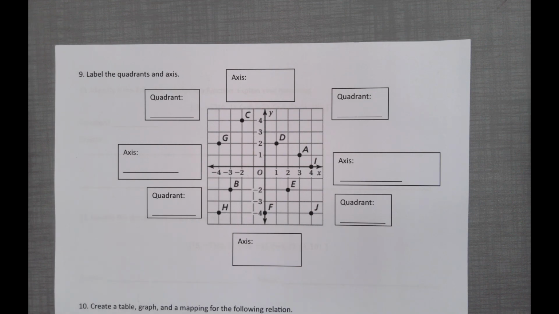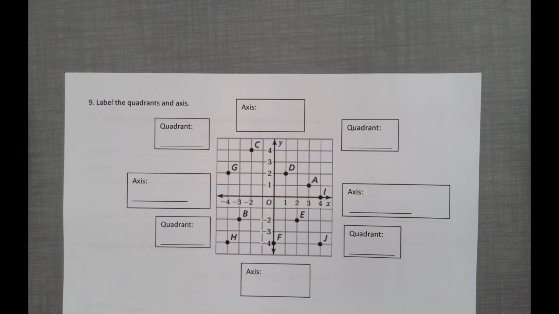Moving on to question number 9. Now, question number 9, this is going to start your review session for your possible extra credit portion. This is going to be from chapter number 4. Let's go ahead and start with labeling the quadrants and the axes.